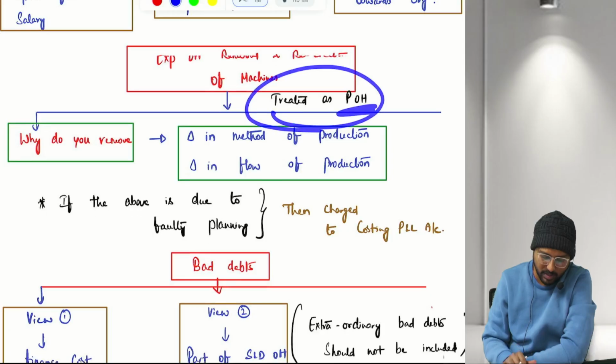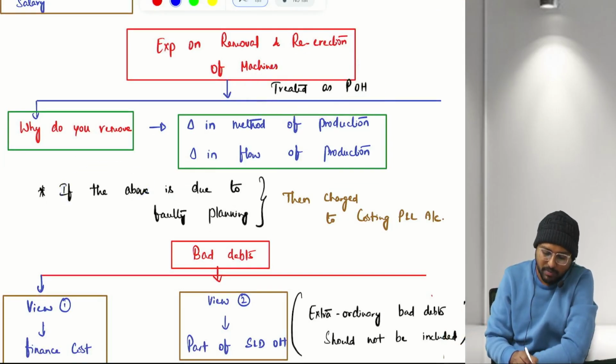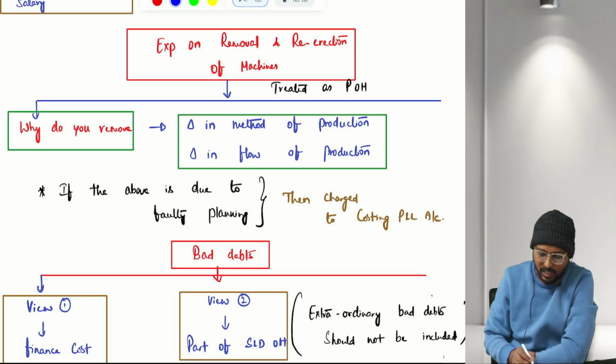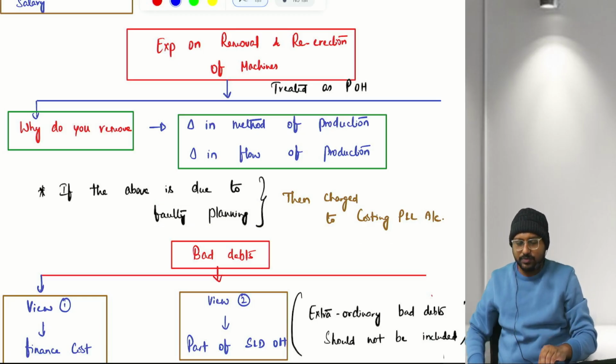This is important. Keep that in mind. If the above is due to normal planning, that is, this is normal, then it is treated as production overheads. If it is due to faulty planning, then it will be charged to the costing P&L account.